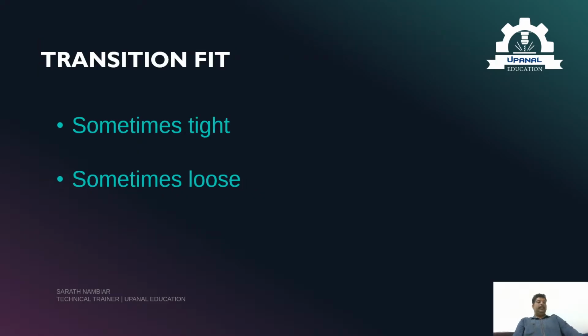Now we come to the third type of fit, that is the transition fit. This fit lies between clearance and interference. In this case, the shaft and hole sizes are very close to each other, or maybe equal in size. Sometimes there is a small gap, sometimes there is small interference. So depending on the actual sizes, the shaft may slide in easily or may need light tapping. This is why it is called transition fit. It is a transition between loose and tight.